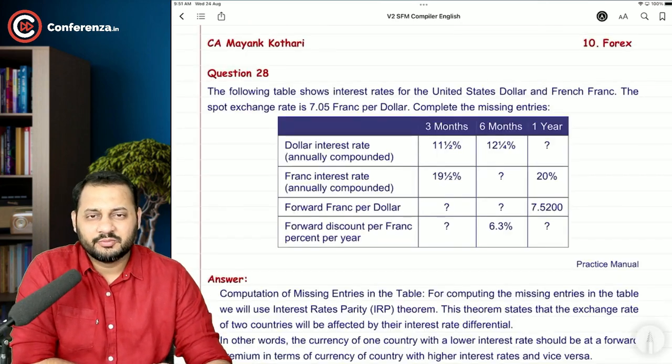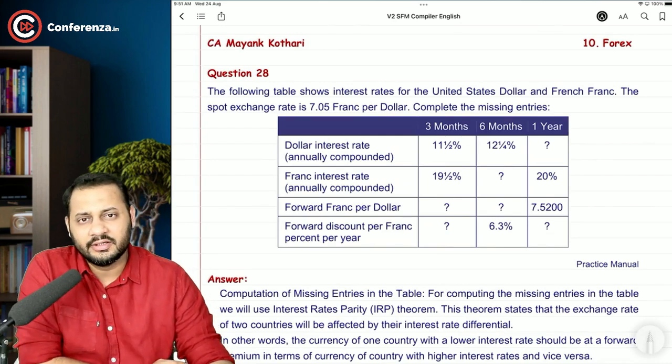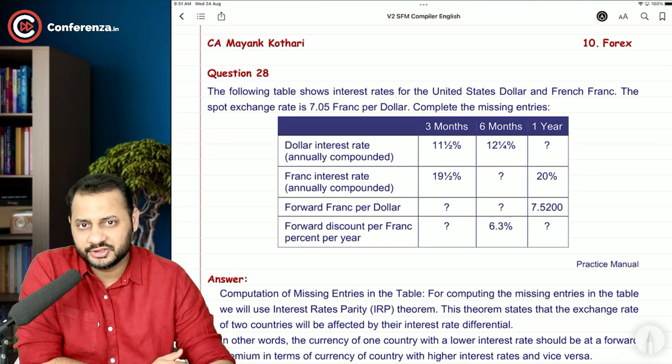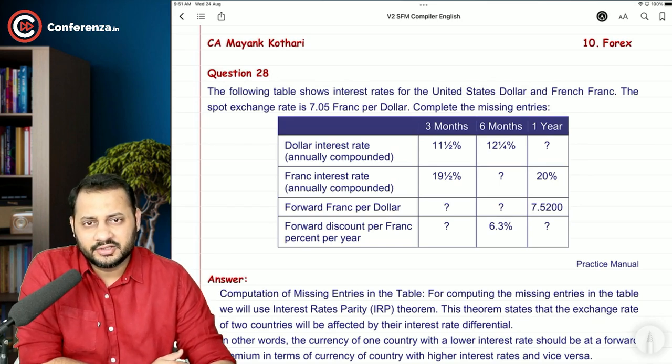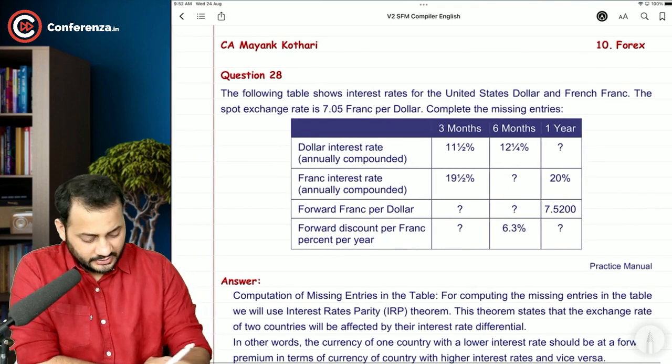Okay, so let's start with question number 28. This question number 28 is important from the point of clearing or strengthening two concepts, which are appreciation and depreciation in a currency and the interest rate parity theory. So we will solve it thoroughly. You can mark it.